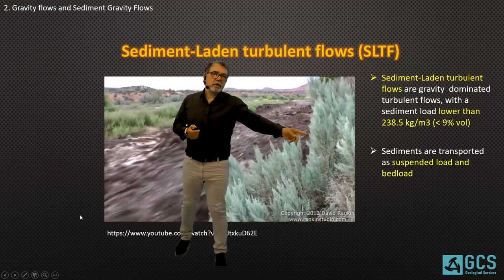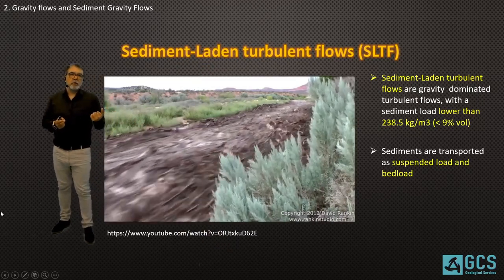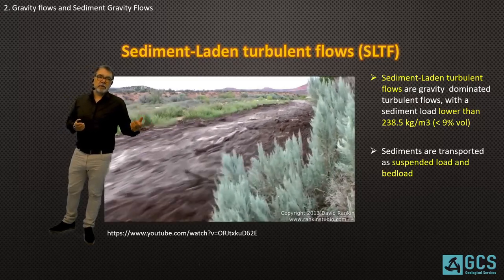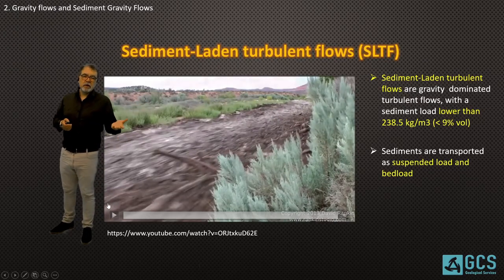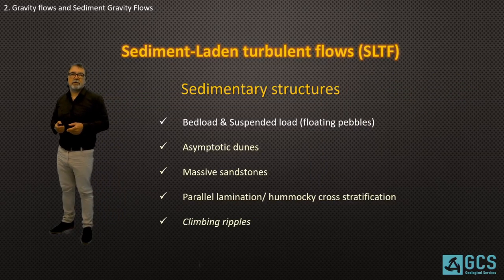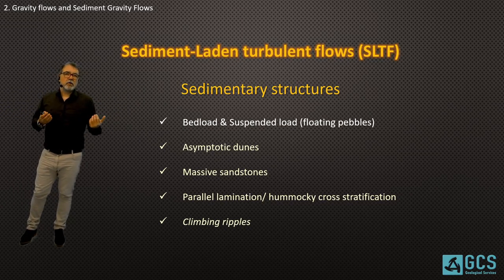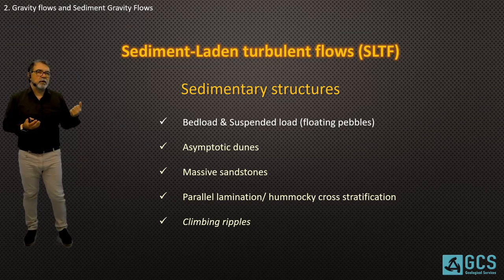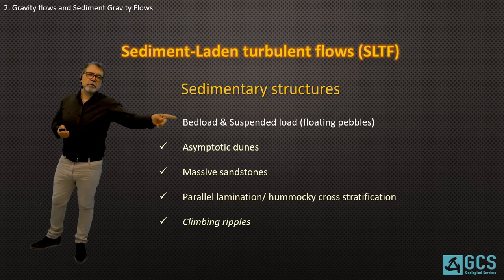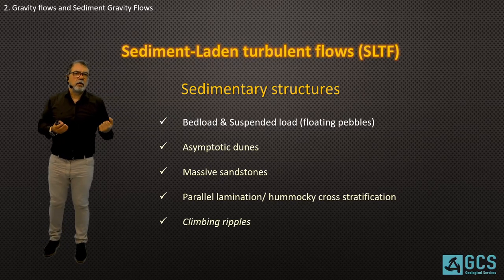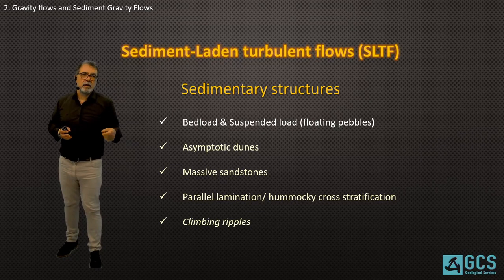So sediments in this kind of flow are transported as suspended load and bedload. Of course, suspended load is very important, because suspended load can transfer the shear into the bottom and allow the transfer of gravels. So we have many different typical sedimentary structures that accumulate from this sediment-laden turbulent flow. The most typical sedimentary structures are this interaction between bedload and suspended load that allows the accumulation of these floating pebbles we are going to discuss in more detail in the next slide.